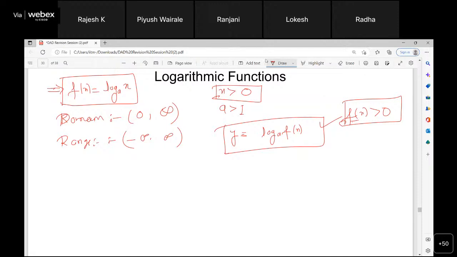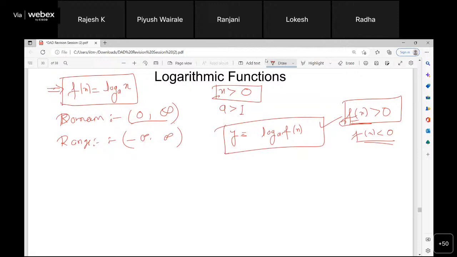If y equals log of f(x) to the base a, say any base, and f(x) is given to you, then f(x) must be greater than 0 only, because otherwise the function is not in the domain, right? So f(x) must always be greater than 0. For any value where f(x) is less than 0, this function is not valid for that particular value. Okay, so this is basically a logarithmic function.